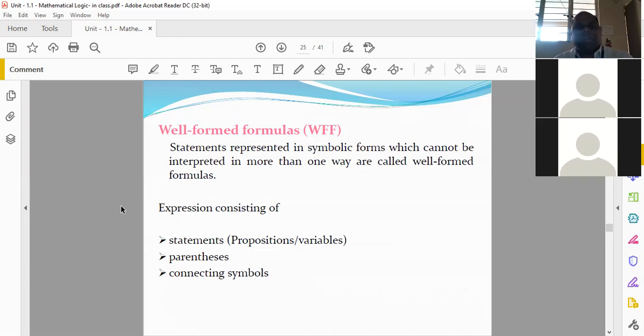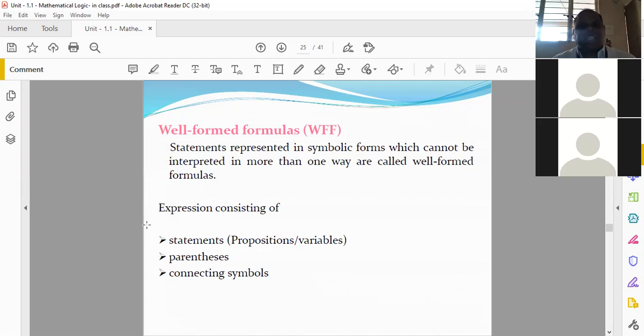Well-formed formulas, the most important one. What is the importance of well-formed formulas? Here the meaning is well, excellent. That means whatever compound statements we form, we have to follow some rules and regulations. What are the rules and regulations? How can you say that a statement is a well-formed statement or well-formed formula?